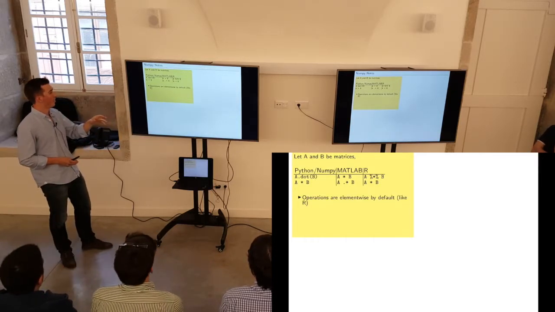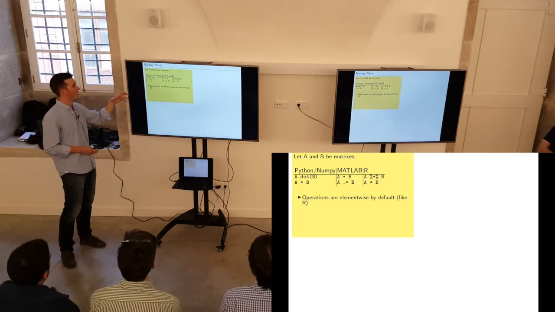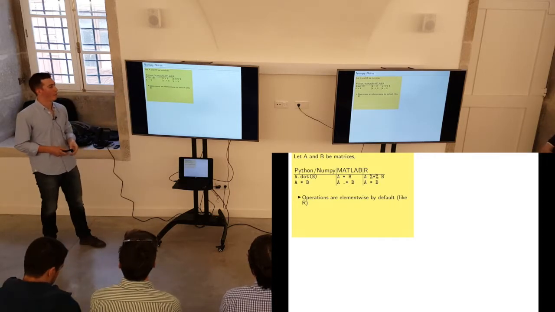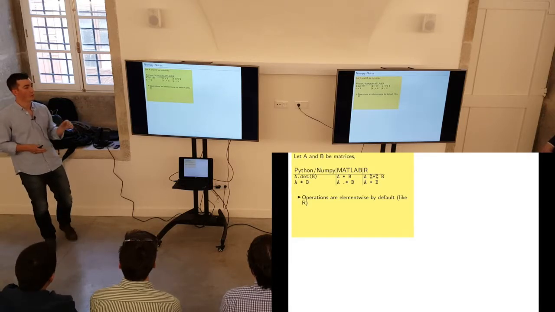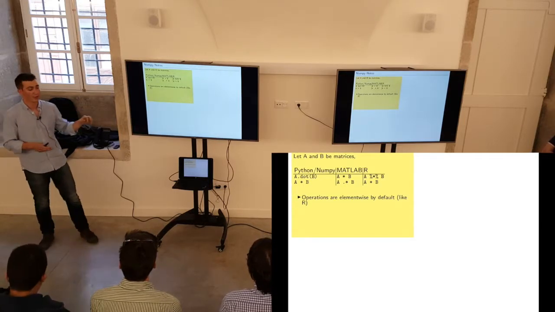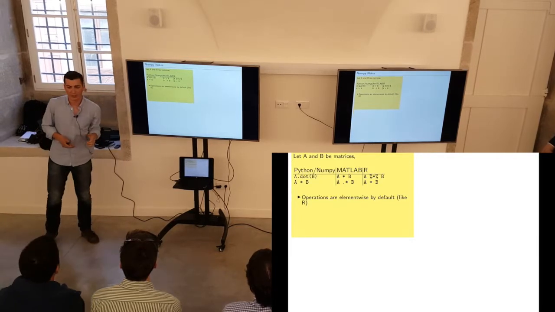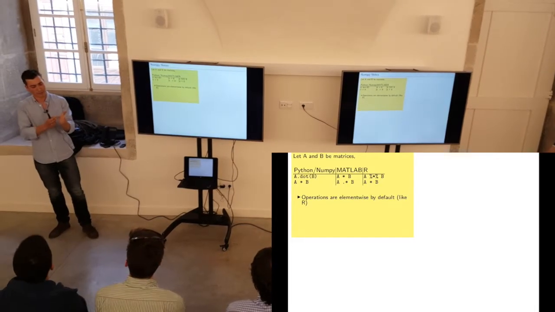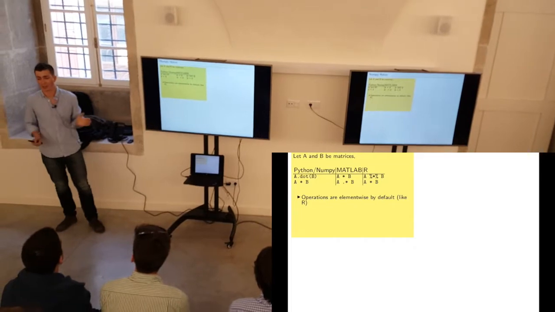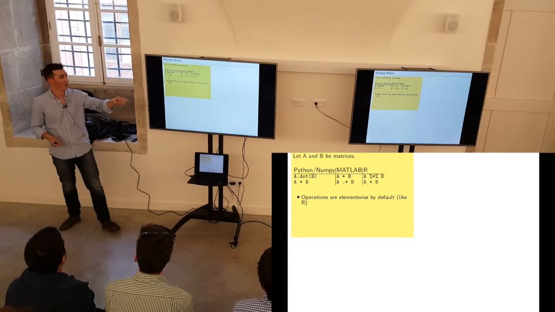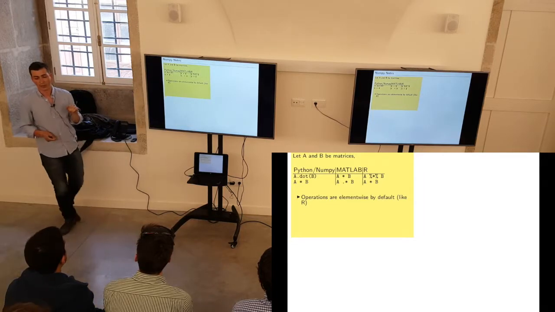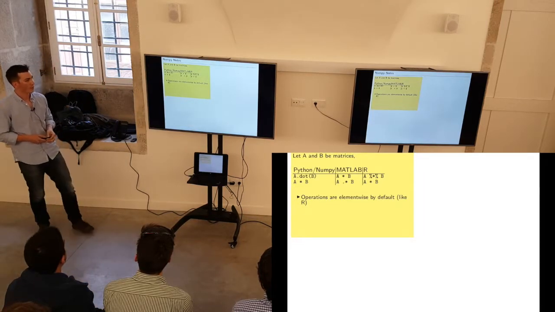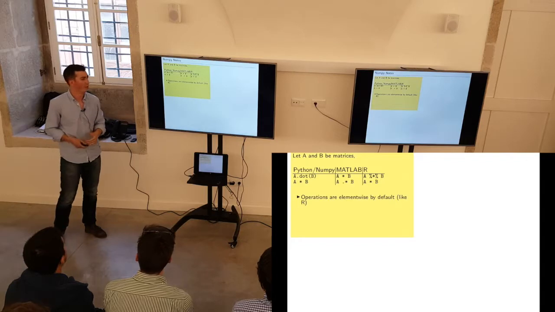These are just some differences between the languages. In Python, the operations in NumPy are element-wise. So when you use the multiplication operator, this will multiply element by element. It's not going to be the matrix product. For the matrix product, you use the dot function, if you want to use the mathematical product.